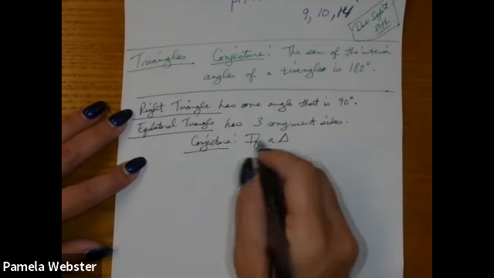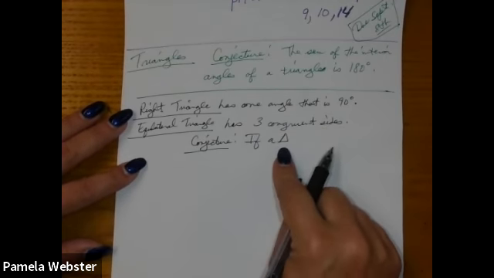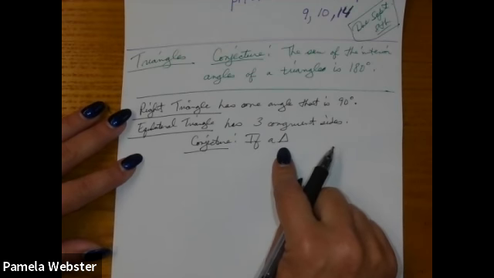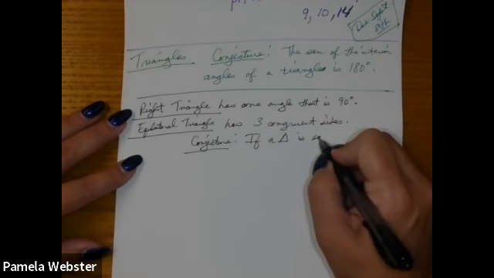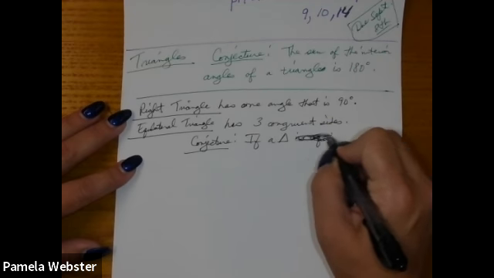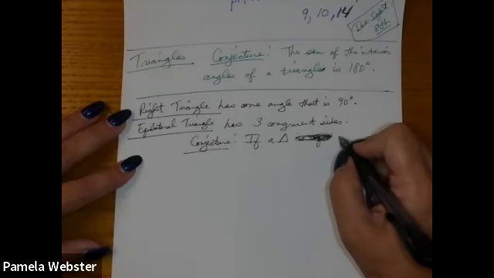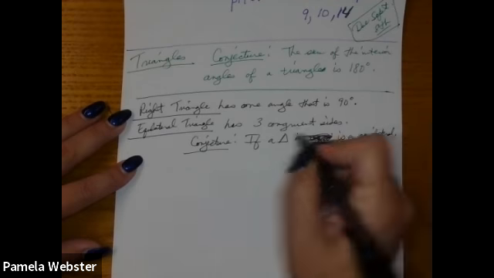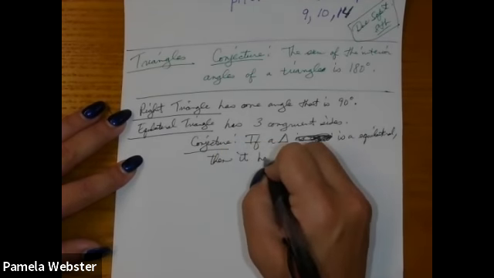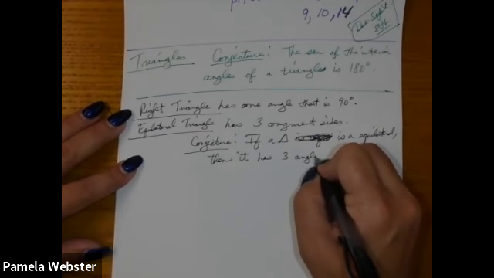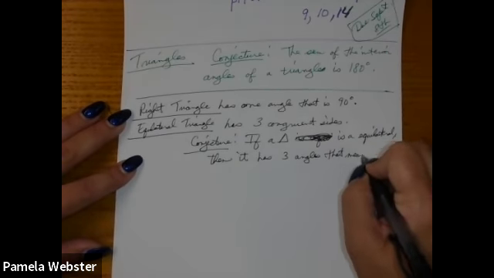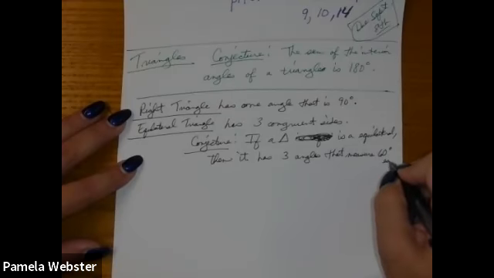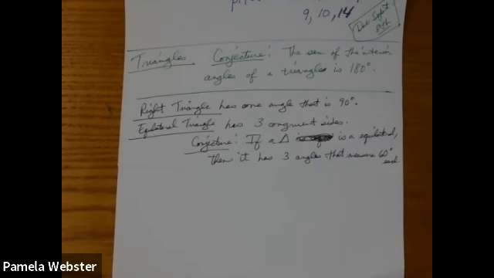If a triangle, I'm going to start using my geometry notation here. I'm sorry. Give me just a second, guys. I'm getting a little lazy. If a triangle is equilateral, I'm sorry, we're doing the conjecture. I'm trying to reverse it in my head. If a triangle is equilateral, then it has three angles that measure 60 degrees each.